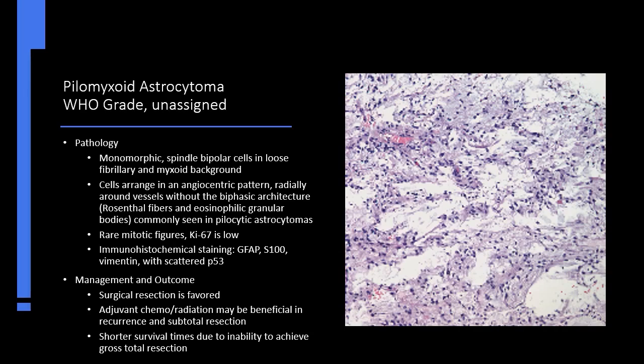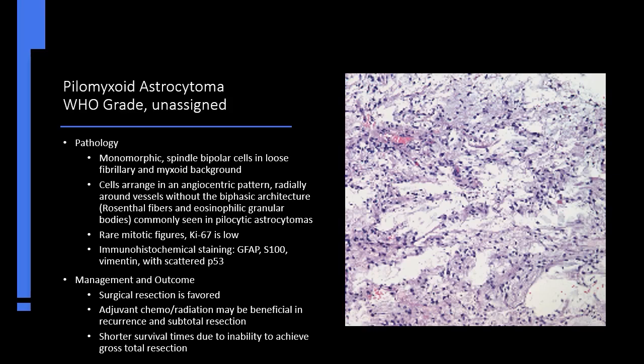Mitotic figures are rare, and Ki67 expression is often low. However, it is typically higher than that of pilocytics. Immunohistochemical staining demonstrates GFAP, S100, and vimentin with scattered P53 staining. There does appear to be an overlap in the molecular characterization of pilomyxoid and pilocytic astrocytomas, and some studies even suggest that pilomyxoids may transform into pilocytics.